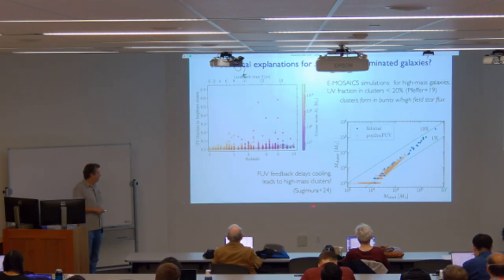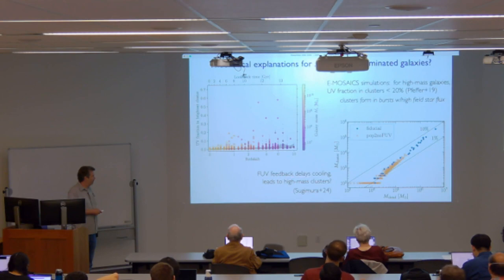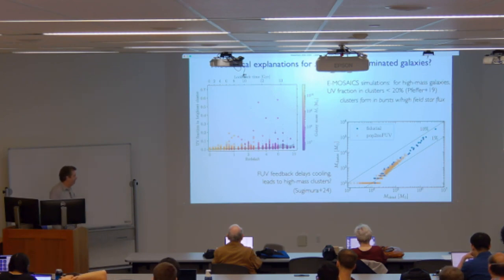This is like work I saw from Sugimura et al., where they asked, why would you get these massive clusters? These are some simulations they ran where they included ultraviolet feedback, which they found allowed you to delay the cooling of these clouds, forming massive clouds and then massive clusters. So instead of 10 to the 4 mass clusters, you might get 10 to the 5 or above with this feedback. And so I think it's early days.